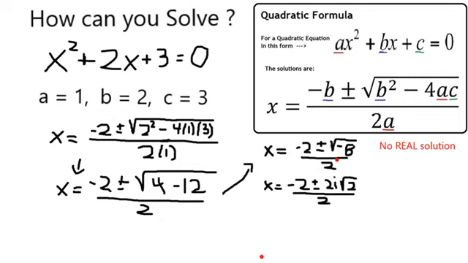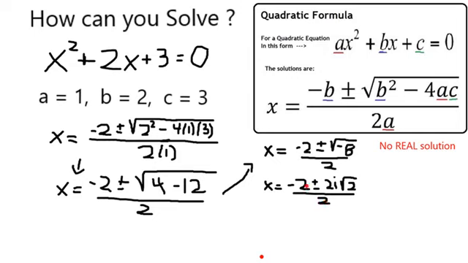If we are interested in taking it further and looking at complex solutions, square root of negative 8 is going to be equivalent to 2i root 2. Look more into complex numbers if this doesn't make sense to you. Otherwise, you can just stick with the idea that it's no real solution.